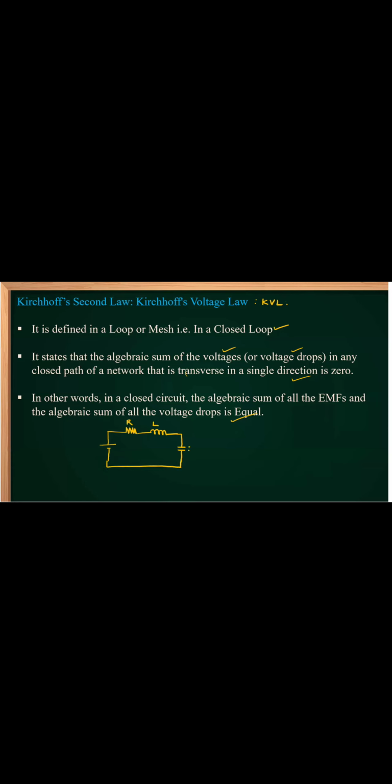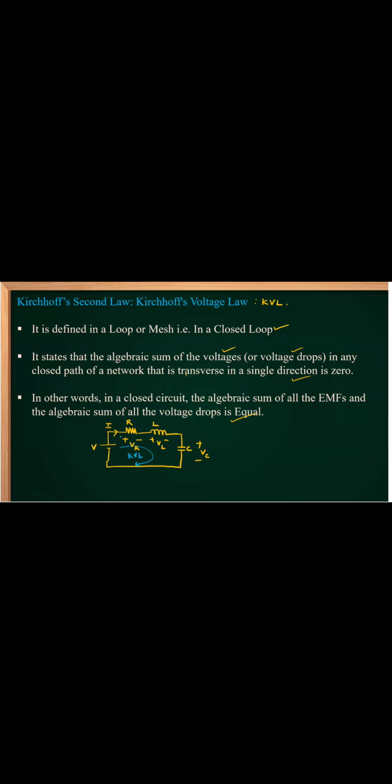R, L, C. This is V. Let the voltage across the resistor be VR. Let this be the current direction. Entering at the positive terminal, this is plus minus VR, plus minus VL, plus minus VC. Then apply KVL here. Follow the sign convention.